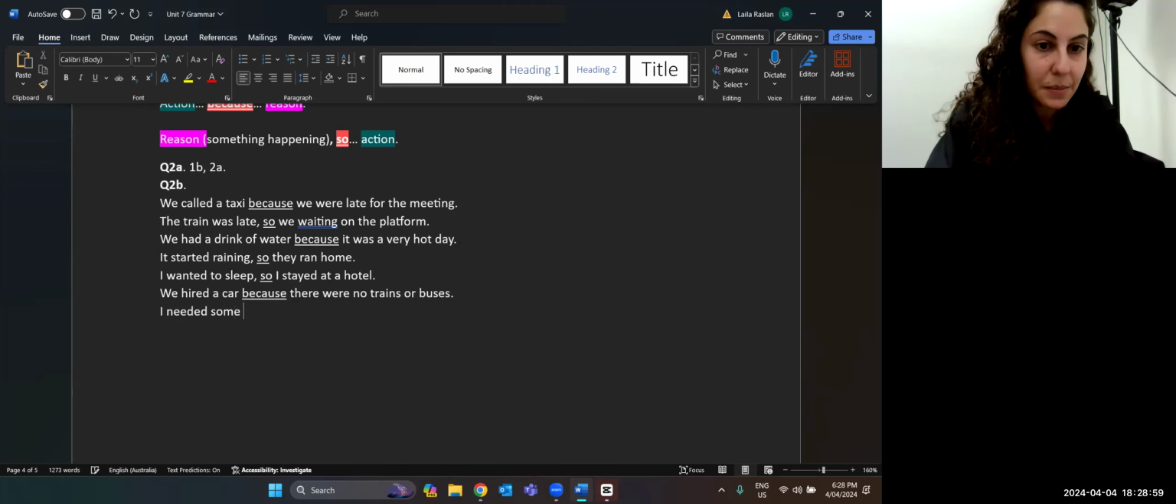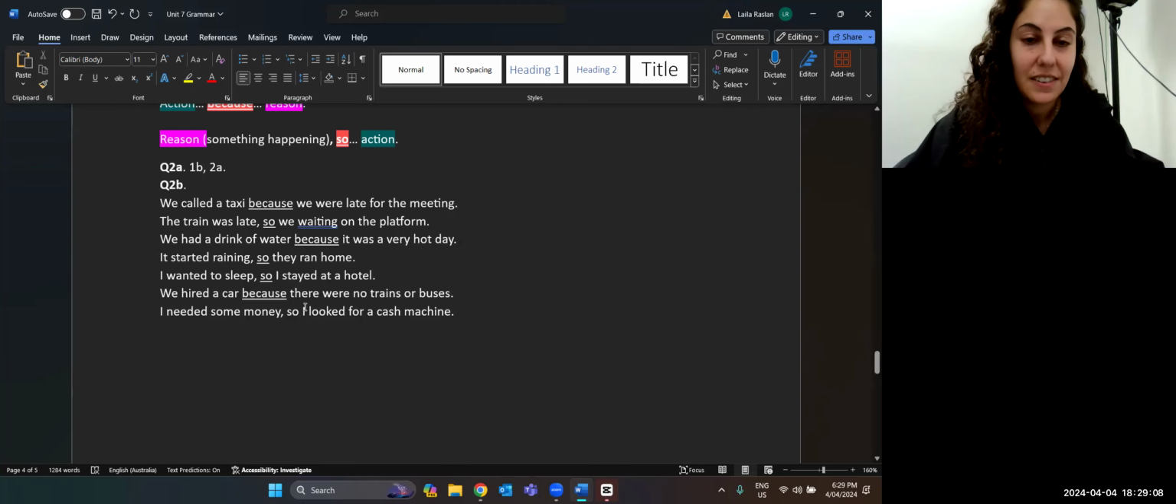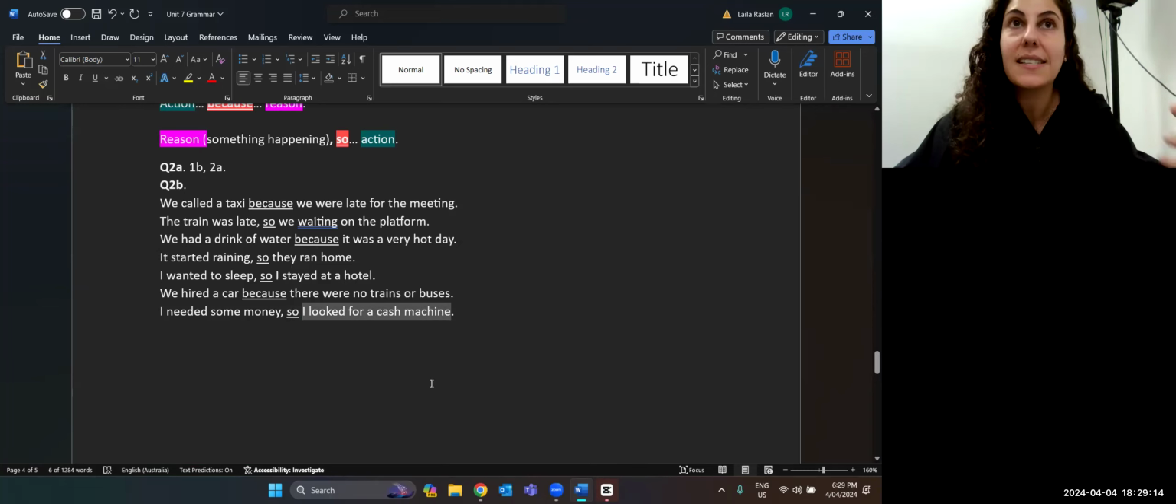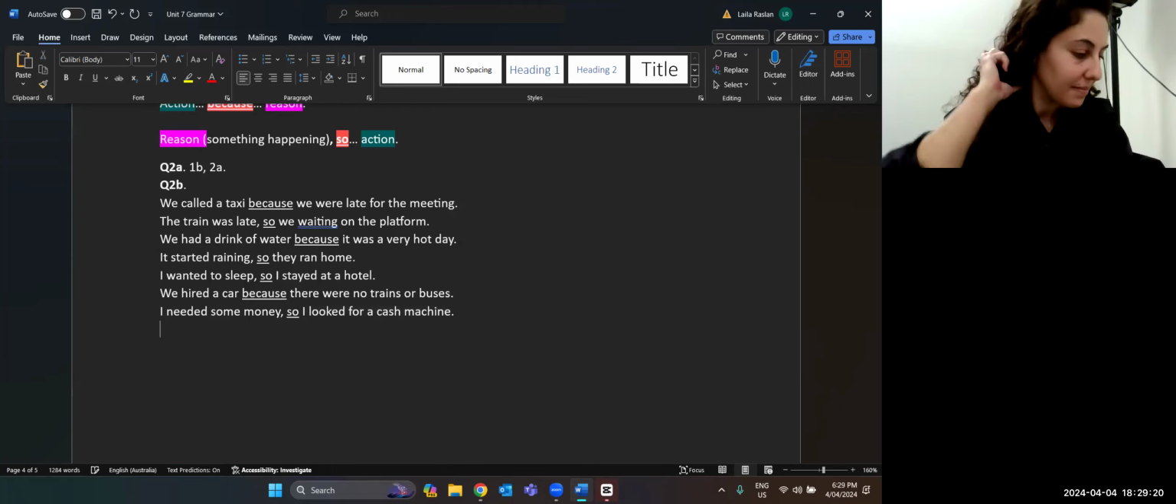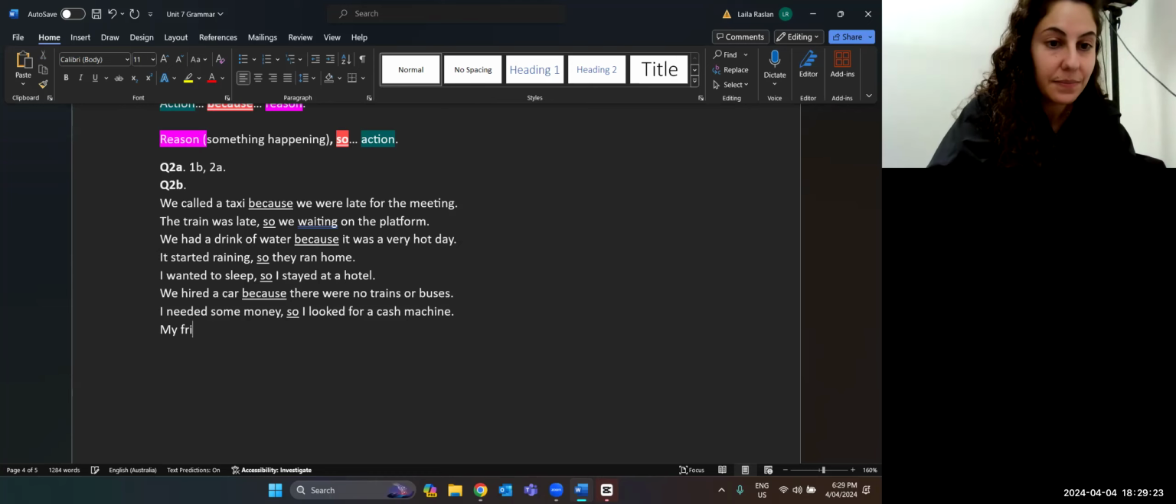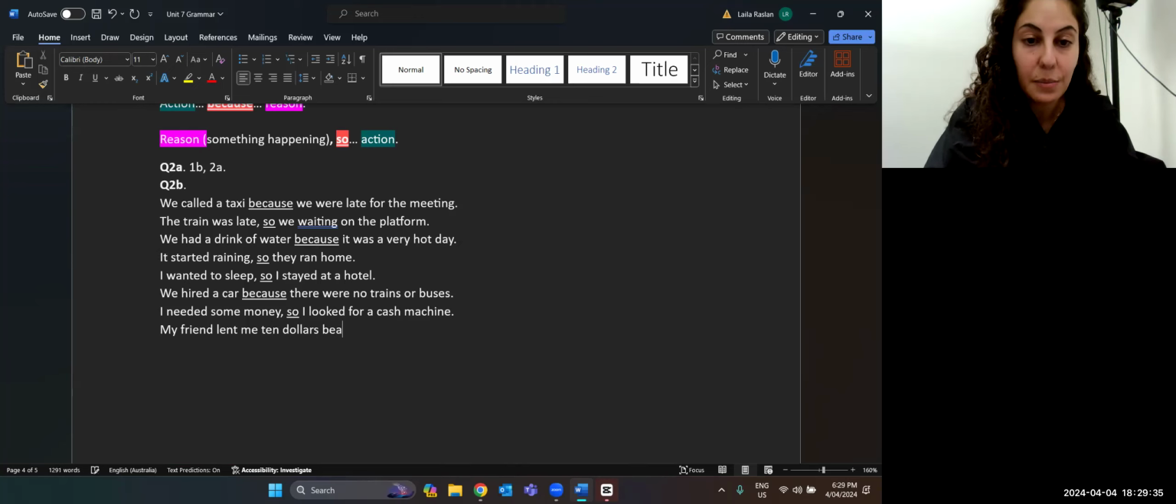I needed some money. So, yes, I looked for a cash machine. Okay, the action, you can see it's after so. What did I do? So you ask the question, what happened? What did you do? I looked for a cash machine. My friend lent, remember that means to give, my friend lent me $10 because I want to say why. Because I didn't have any cash.